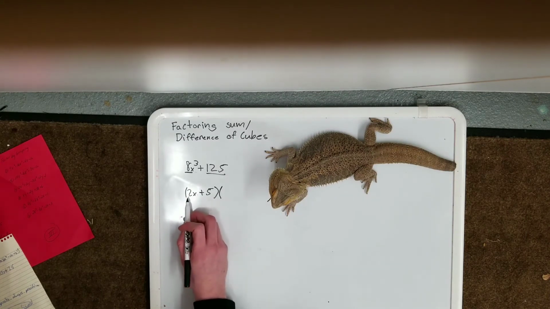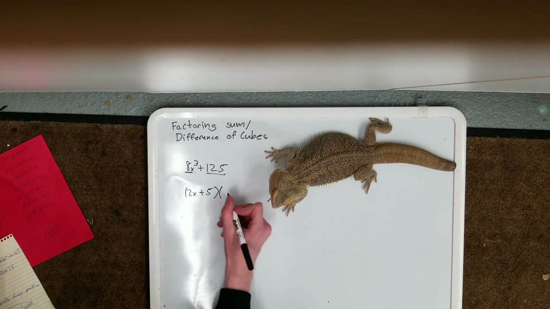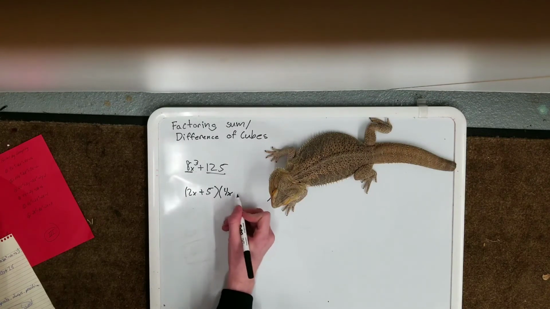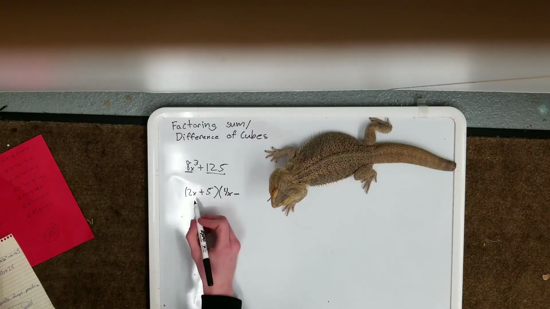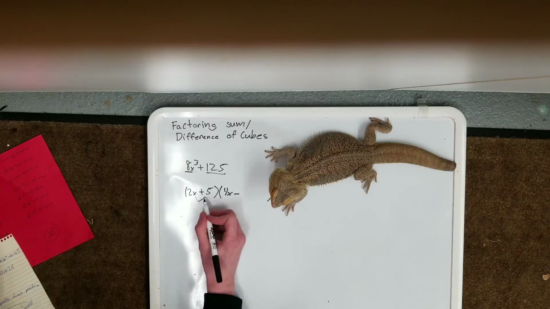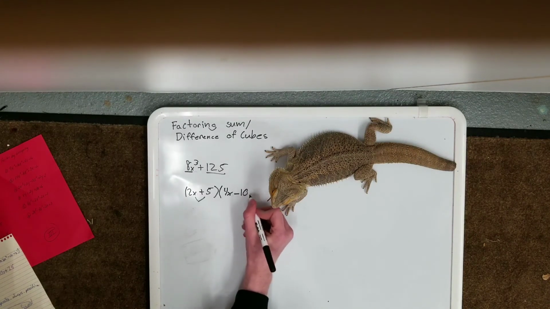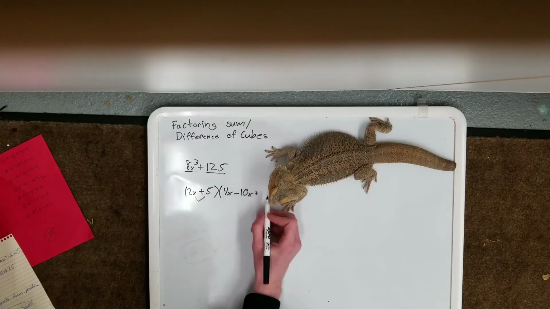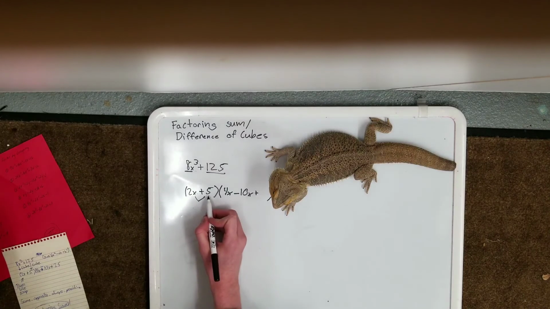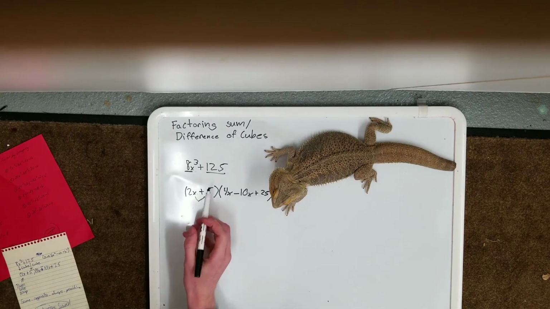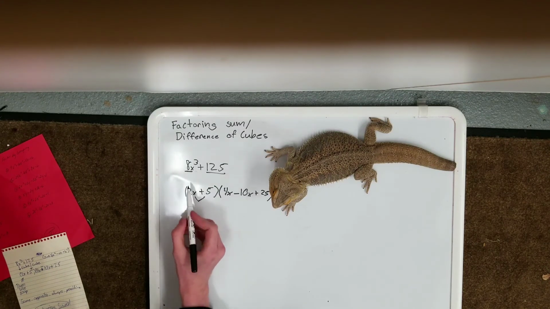And the factor of 2x would be 4x squared. And then you want to do the opposite, which would be a negative. Then you want to multiply 2x and 5, which would be 10x. Then you want to do always positive, which would be a plus sign. Then you would want to square 5, which would give you 25. Now you have the perfect factoring of cubes, and this is your answer.